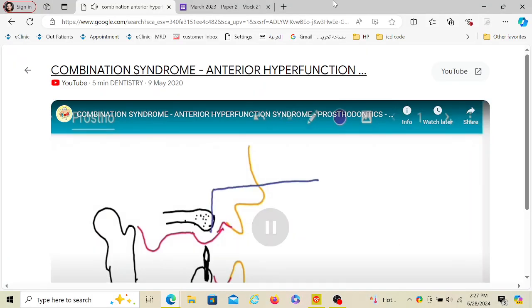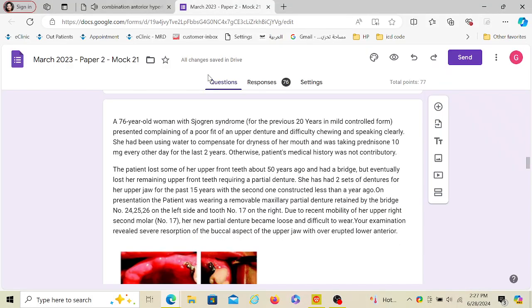So, having understood this, let's go back to this question. Now, I hope it is very clear what is combination syndrome. So, the main things that you have to remember is that in combination syndrome, there is presence of lower anterior teeth. There are no teeth in the posterior region.